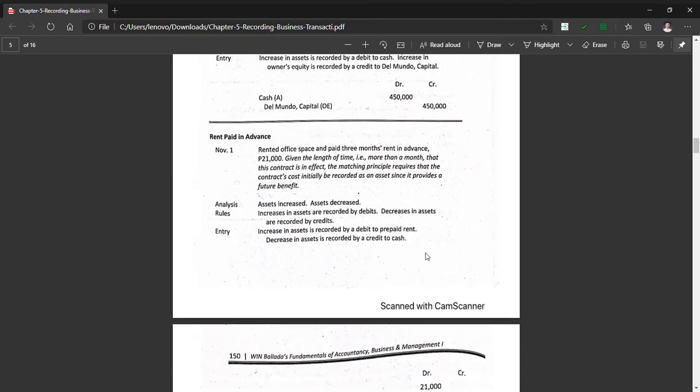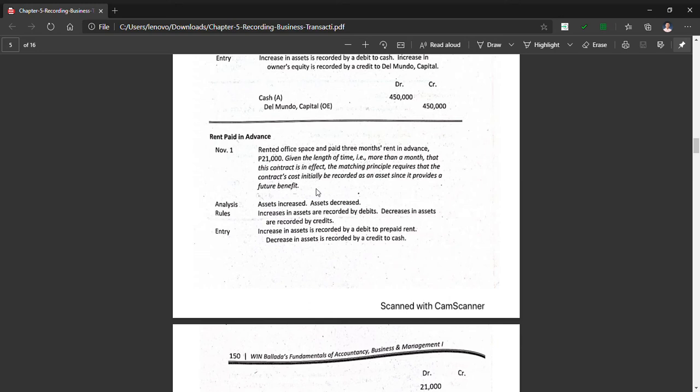Okay, next transaction, rent paid in advance. Rented office space and paid 3 months rent in advance. Take note, in advance siya, 21,000. Given the length of time, i.e. more than 1 month that this contract is in effect, the matching principle requires that the contract cost initially be recorded as an asset since it provides a future benefit.